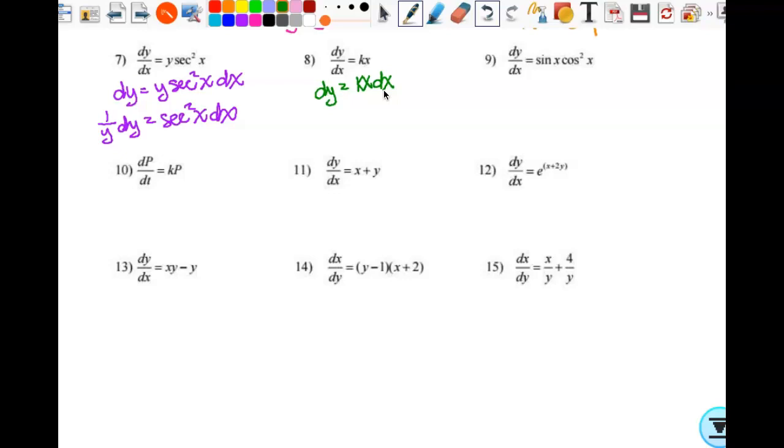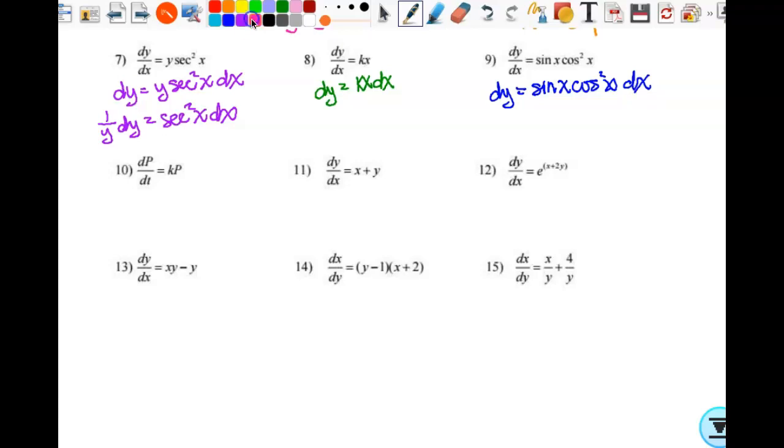All right. So then this one, I'm going to get dy equals the sine of x cosine squared x dx. What do I do next? Nothing. I'm done, right? All the x's on the right, the y's on the left. Okay, good. All right, you work on 10, 11, and 12.